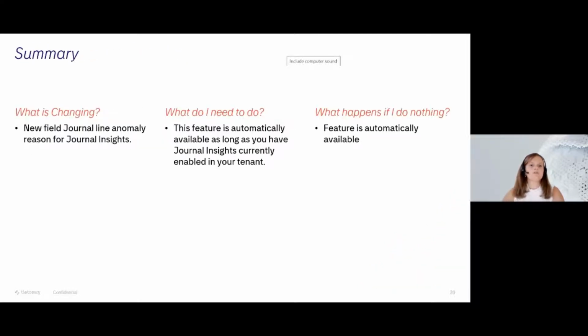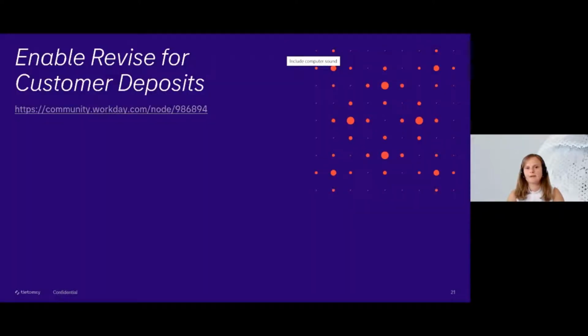In summary about this feature, there's now a new field, journal line anomaly reason, for Journal Insights, and this feature is automatically available. Okay, then the next feature is enable revise for customer deposits.